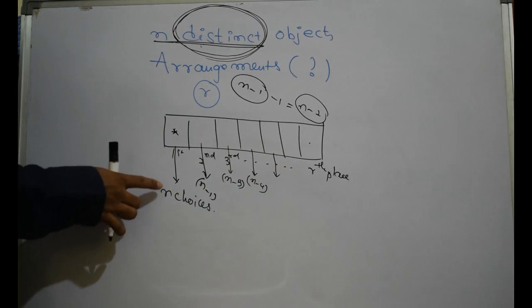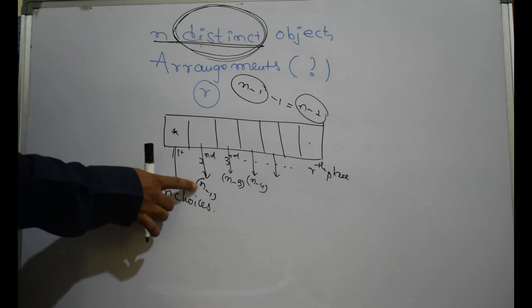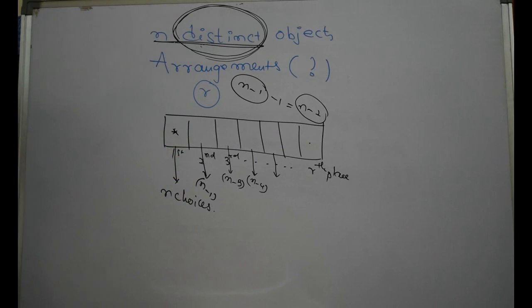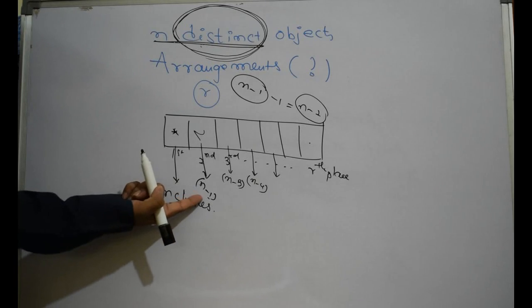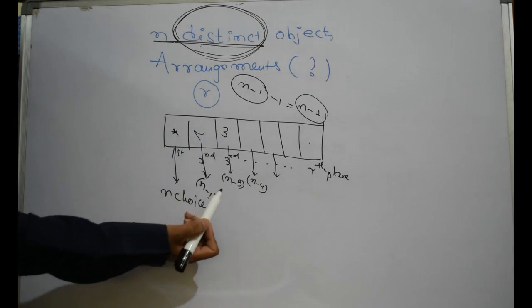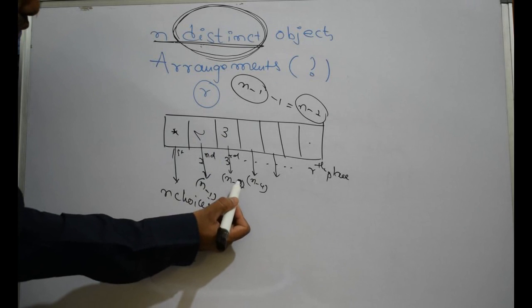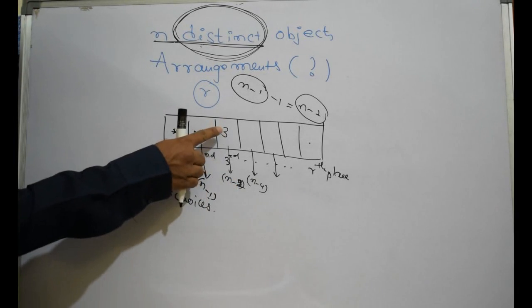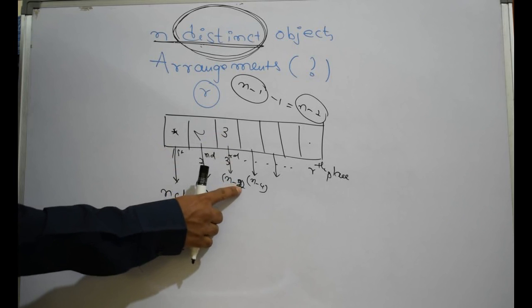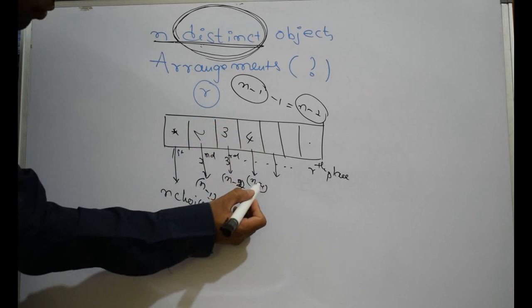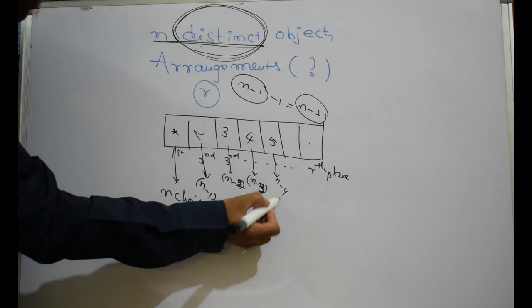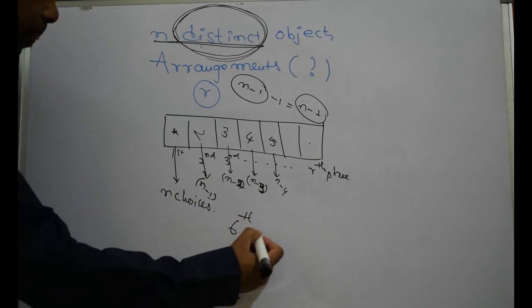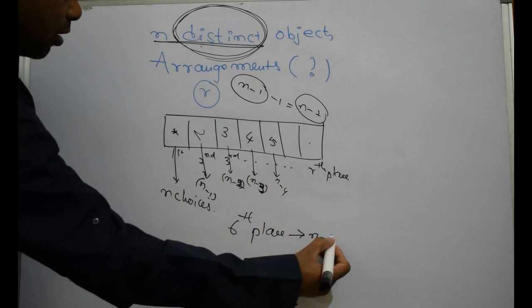See, first place, N choices. Second place, N minus 1 choices. Now here you have to notice how much you are subtracting from N. Whenever you say second place, you are subtracting 1: N minus 1 choices. Whenever you say third place, here I made a mistake, it is N minus 2, because after N minus 1 comes N minus 2. Whenever the place is 3, choices are N minus 2. Whenever the place is 4, the choices are N minus 3. Whenever the place is 5, the choices are N minus 4. Whenever the place is 6th, how many choices? N minus 5.